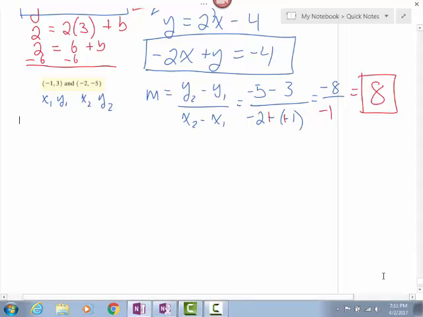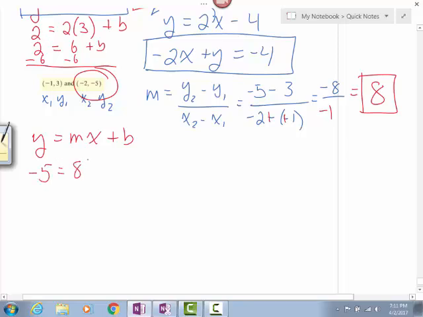All right, so I'm going to write out y equals mx plus b. Again, what point do I use? It really doesn't matter. I'll use this one right here. So where the y used to be, a negative 5 equals m, which we just found to be 8, times x, which is negative 2, plus b. So negative 5 equals a negative 16 plus b.